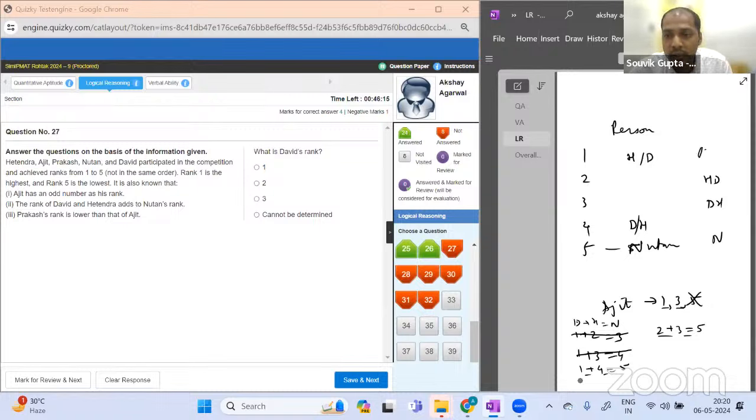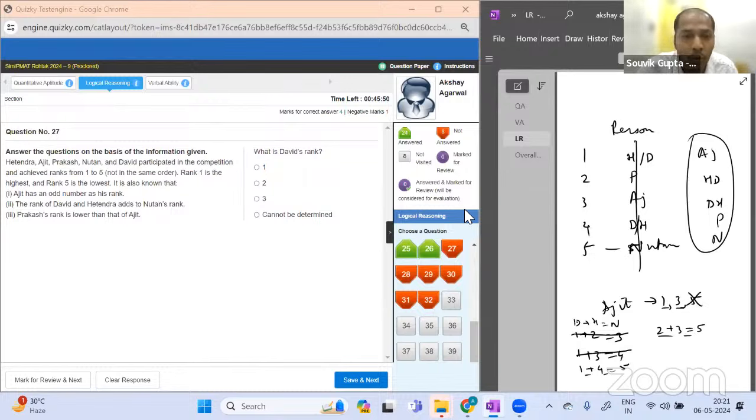If this is the case, then Ajit has to be over here. And if Ajit is over here, Prakash would be rank 4. Or if this is the case, Ajit is over here, Prakash is over here. But Prakash's rank is less than Ajit, so this case is not possible at all. Therefore, this is the correct order. The ranking of H D, D H is not known. So what is David's rank? It could be rank 2 or rank 3, therefore cannot be determined.